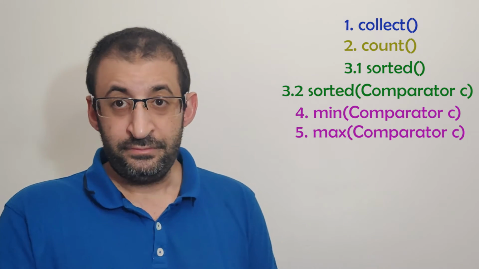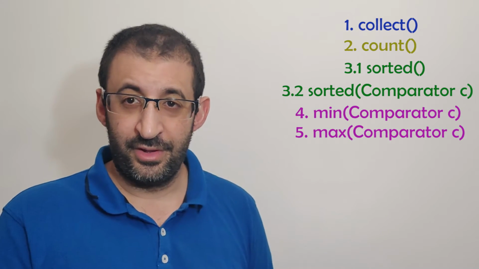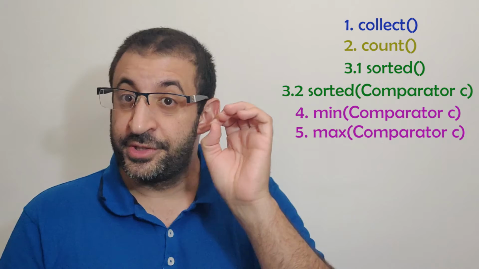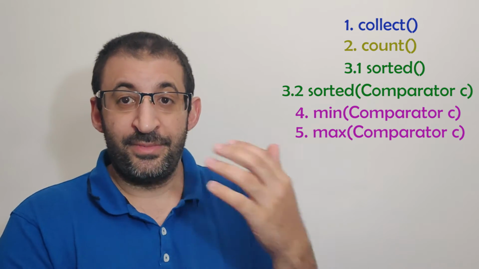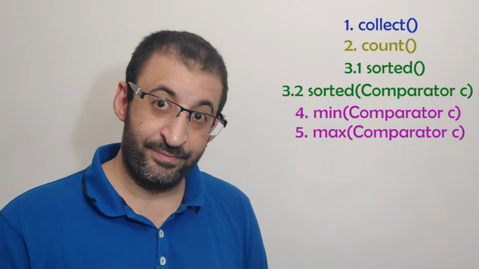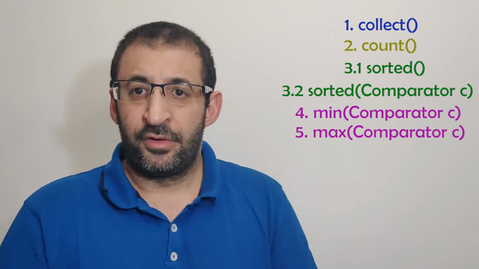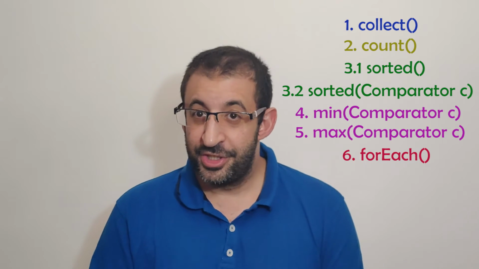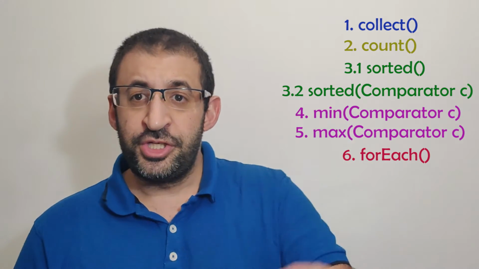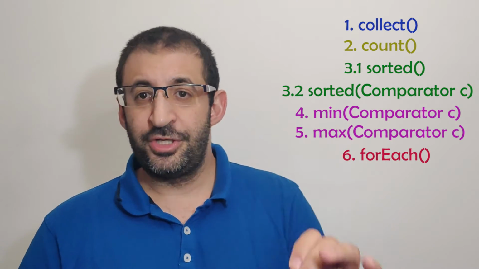We have also seen the methods min and max. Min returns the minimum value that exists in the stream based on the custom sorting order. We provide the custom sorting order here, and the same thing for max. It provides the maximum value inside the stream by providing the custom sorting order. We have also seen the forEach method. For each element of your stream, it performs an operation.